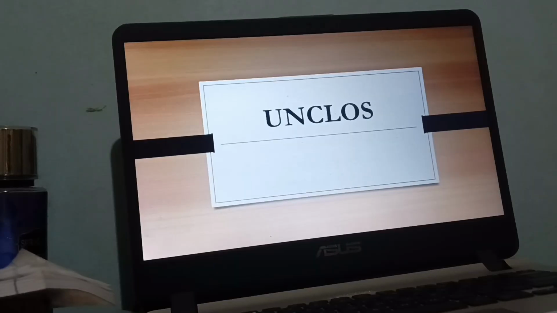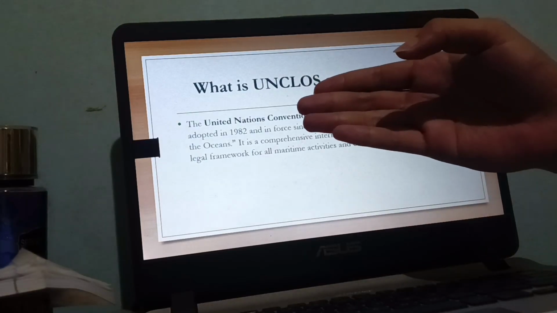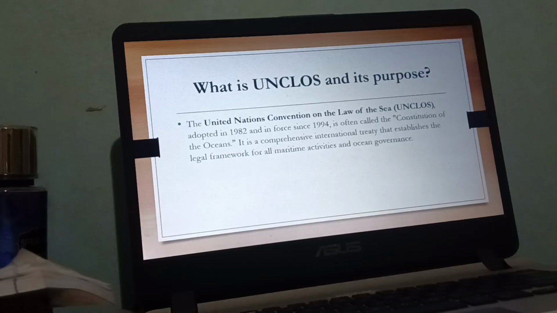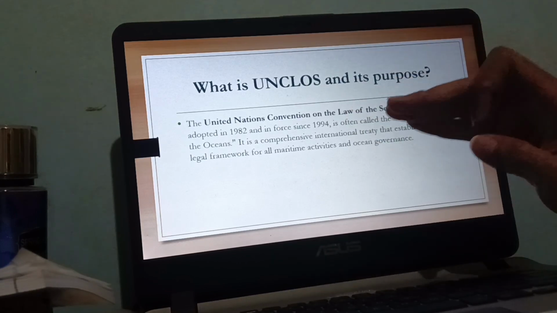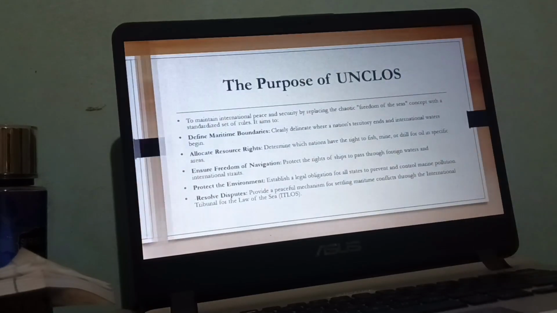About UNCLOS. Now we will discuss UNCLOS. So what is UNCLOS and its purpose? The meaning of UNCLOS is the United Nations Convention on the Law of the Sea. It was adopted in 1982 and enforced since 1994. It is often called the Constitution of the Ocean. It is a comprehensive international treaty that establishes the legal framework for all maritime activities and ocean governance.